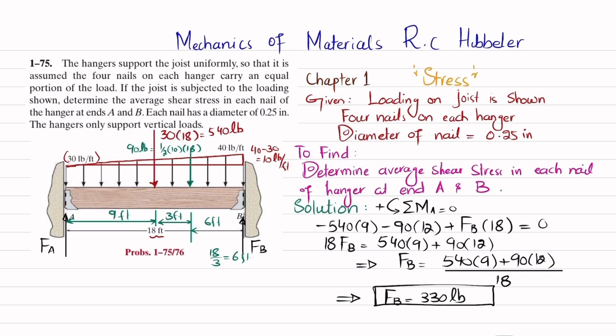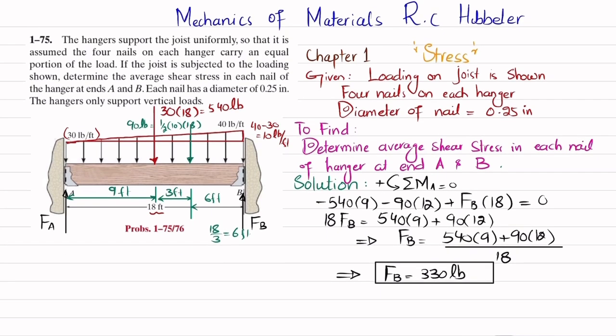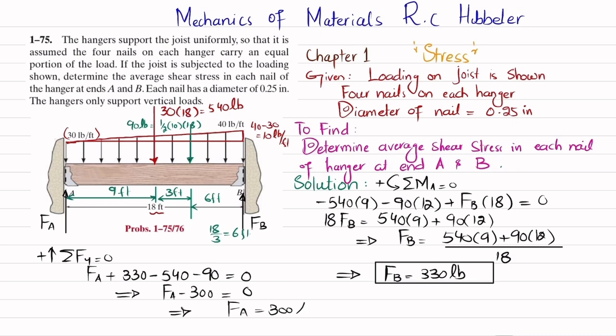Now that you have this FB, you can find FA by using the equation of equilibrium. So what is the equation of equilibrium? The sum of all forces along the y direction must be equal to 0, and upward force is taken as positive. So of 4 forces, these 2 forces are upward and these 2 forces are downward. Their sum must be equal to 0. So FA plus FB minus 540 minus 90 is equal to 0. So I will write FA plus FB, which is 330 pounds, minus 540 minus 90 is equal to 0. So from here you will get FA minus 300 is equal to 0, and FA will be equal to 300 pounds.